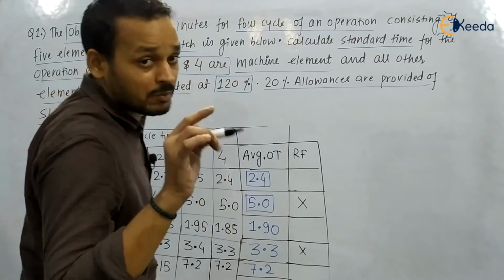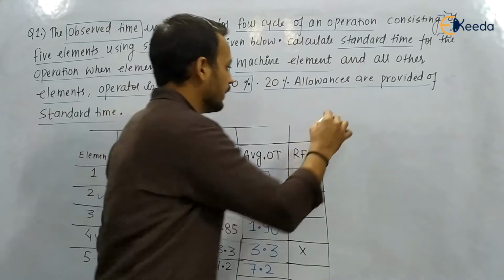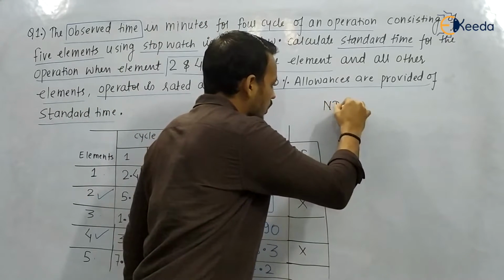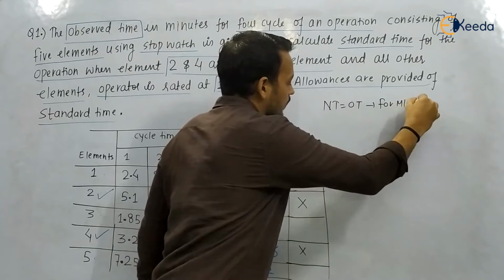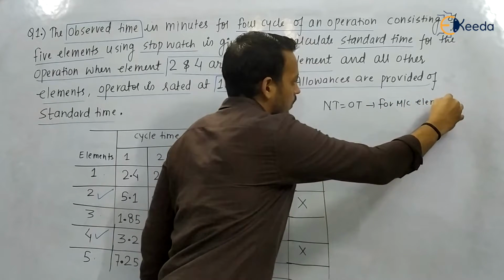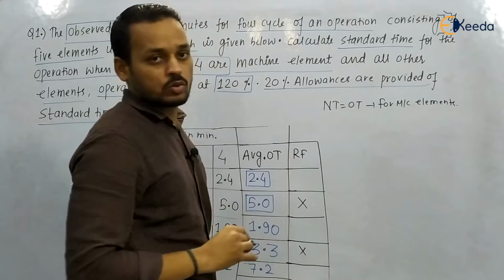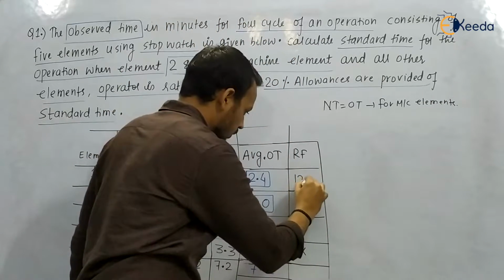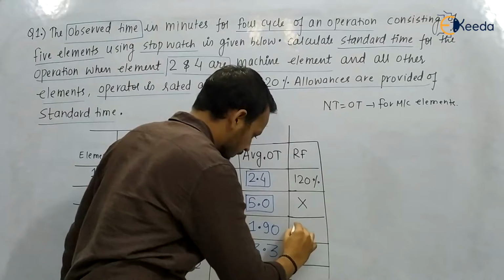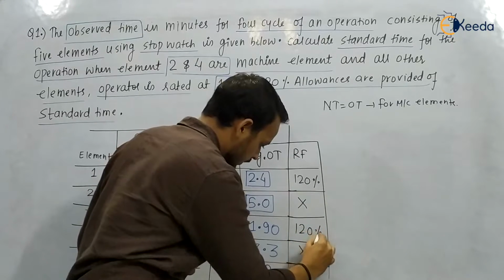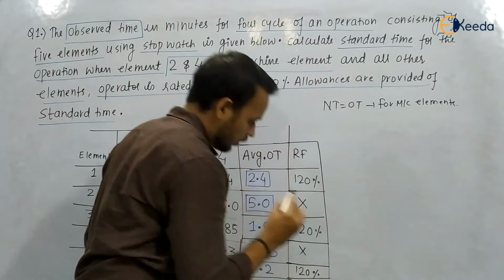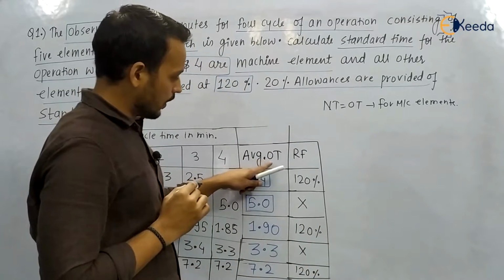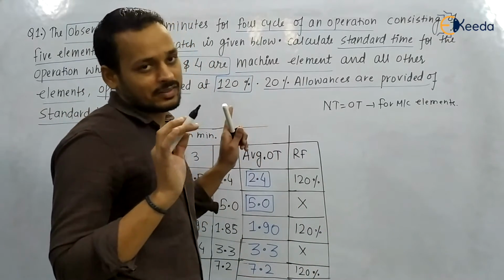Why? Because they are machine operated. For machine operated elements, the normal time is equal to the observed time. Here it is 120%, here 120%, and for the last operation also it is 120%. So we have got the observed time and the rating factor.